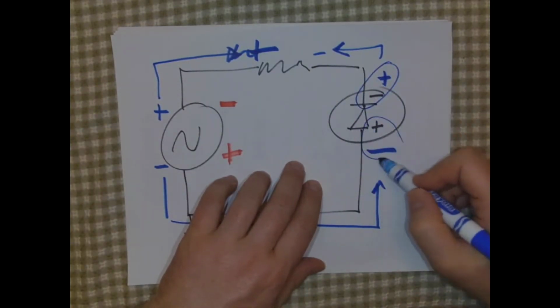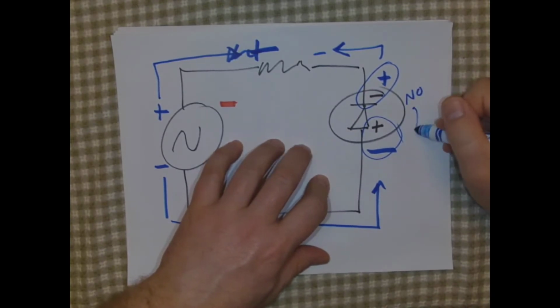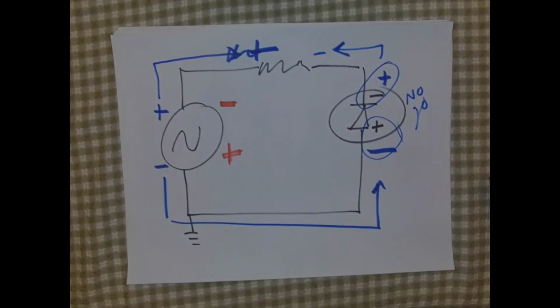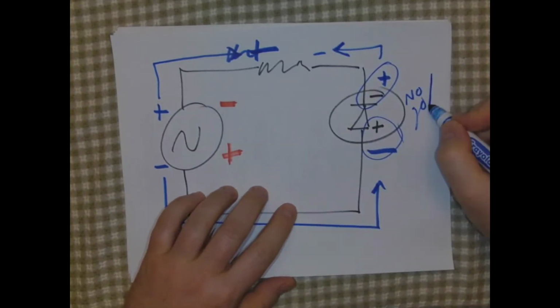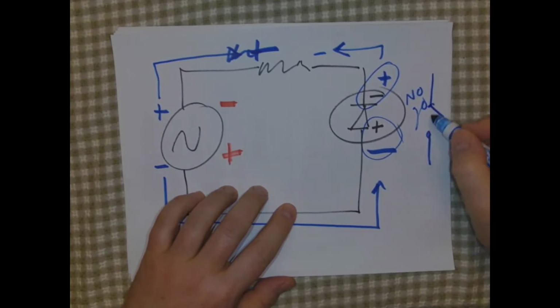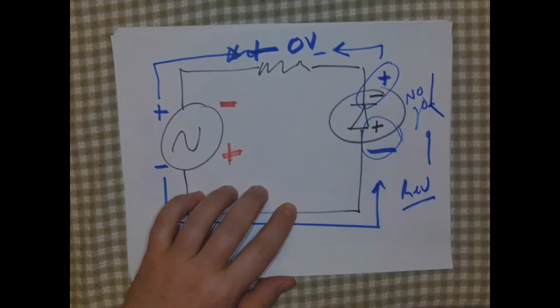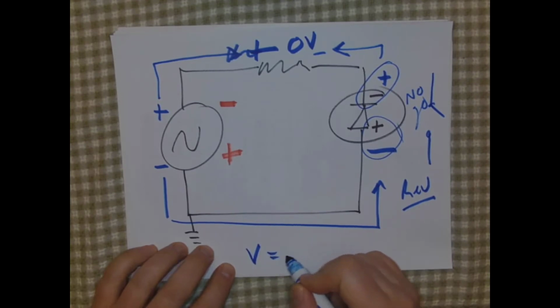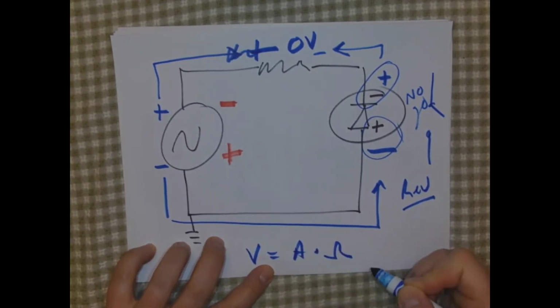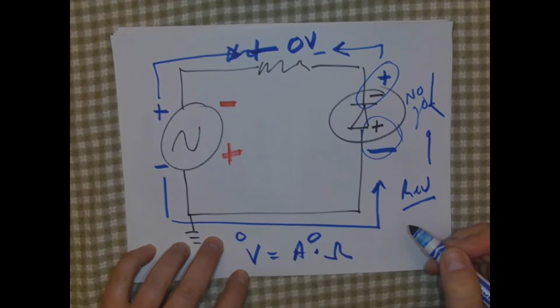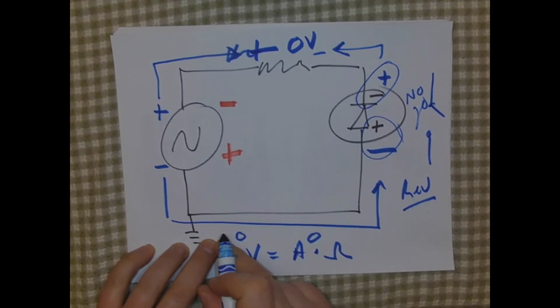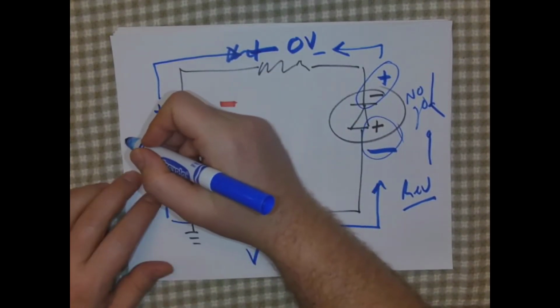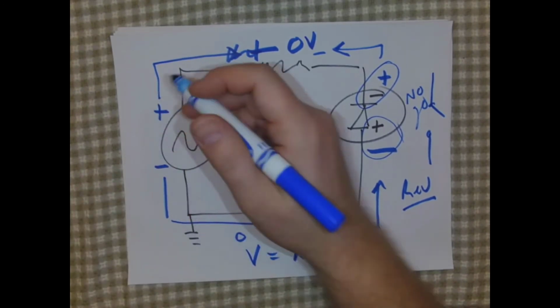I don't match, I have a no-go. That no-go means I have no current, I have an open switch, or a reverse biased diode. It means I have 0 volts here. 0 amps, 0 volts. Again, volts equals amps times ohms. If I have 0 amps, I gotta have 0 over here. Anything times 0 is 0. Okay? So if I have 0 volts here, let's say I have 10 volts again on this.